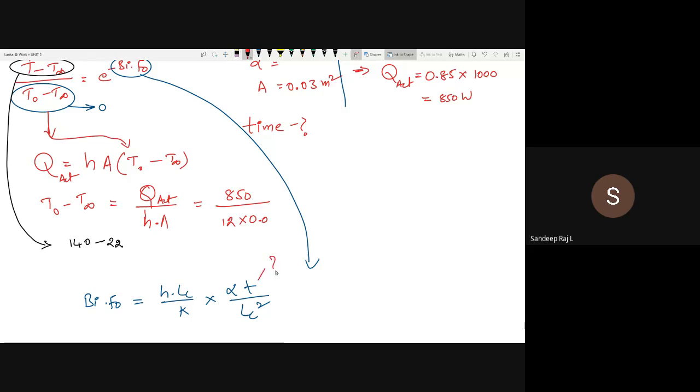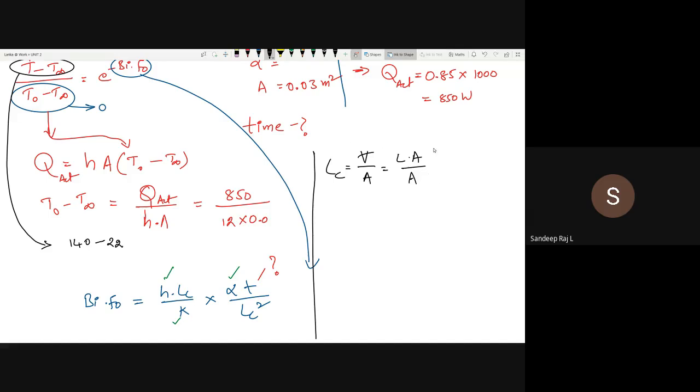t is unknown anyway. You have to find it out. Alpha is given. H is given. K is given. LC should be known to you. So how do you get this LC? Let's calculate the LC. The LC value, you know it as volume by area. Now, what I'll do is write this volume as L into A, by area.